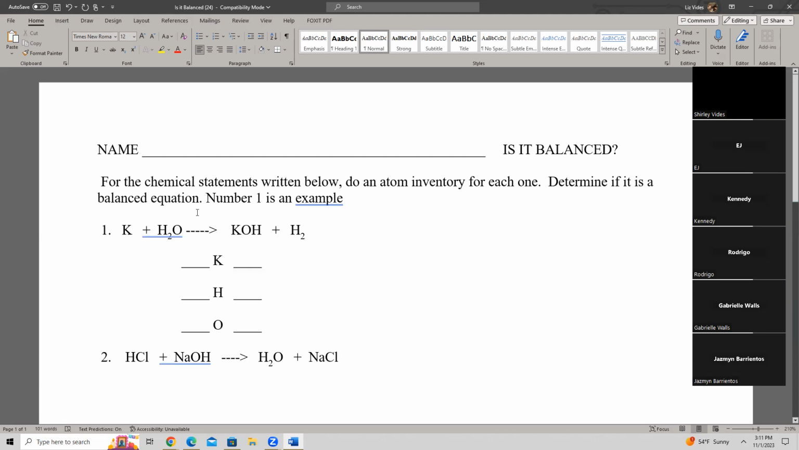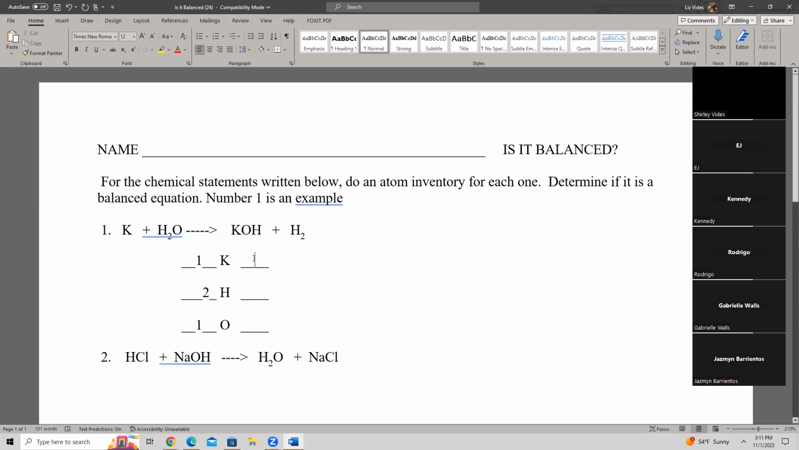Okay. All right, so what we're going to do is take an inventory of what's on the right and what's on the left. On the left, which is known as your reactants, we are going to take the numbers that are here. So we have 1 potassium, just one right here, 1 atom. Here we have 2, because this is a 2 right there, 2 atoms of hydrogen and 1 of oxygen, right? Okay, let's look at the other side.